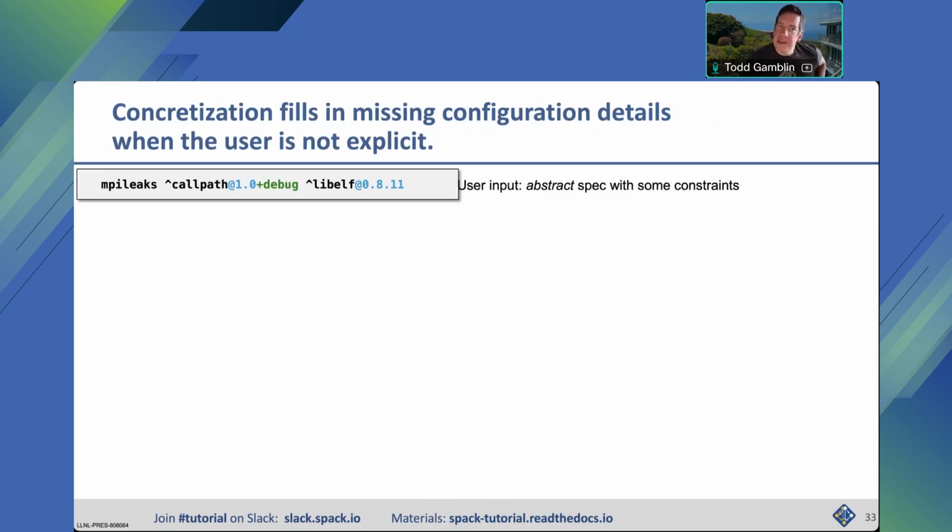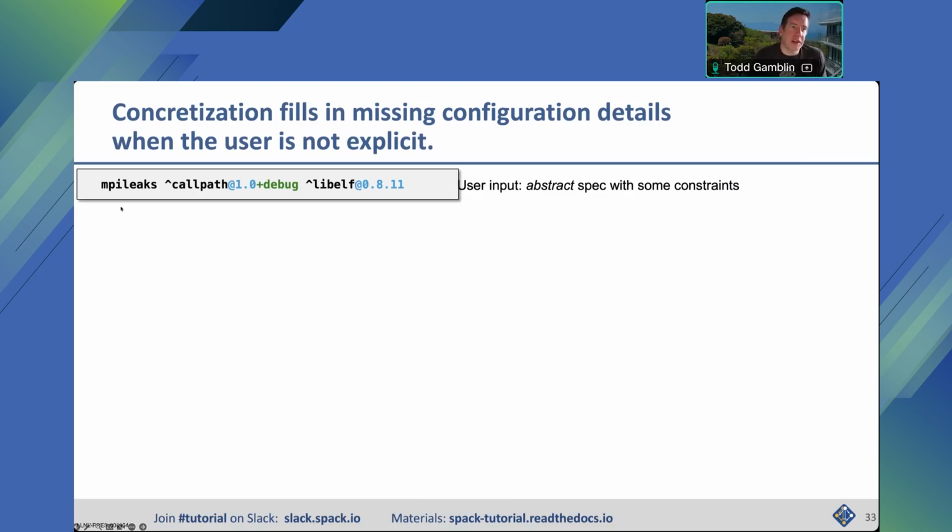And finally, the third thing that you probably want to think about in Spack, in addition to specs and packages, is concretization. Concretization fills in all the missing configuration details. This is the thing that selects versions, it selects variant values, it makes all the choices for you before the installation happens.